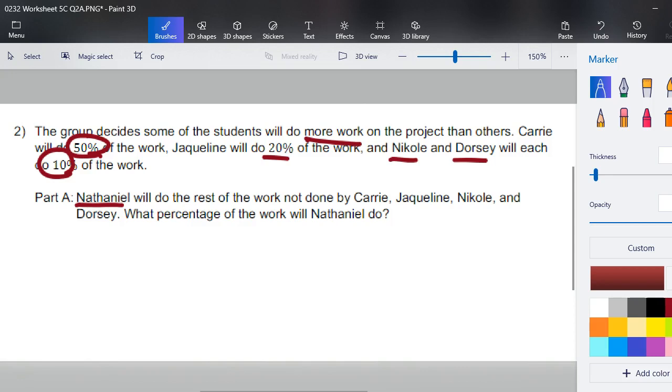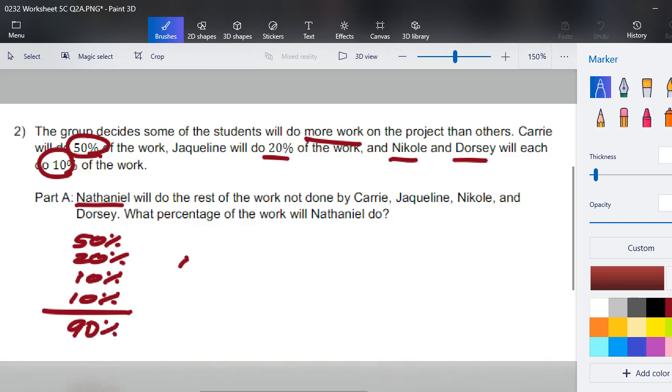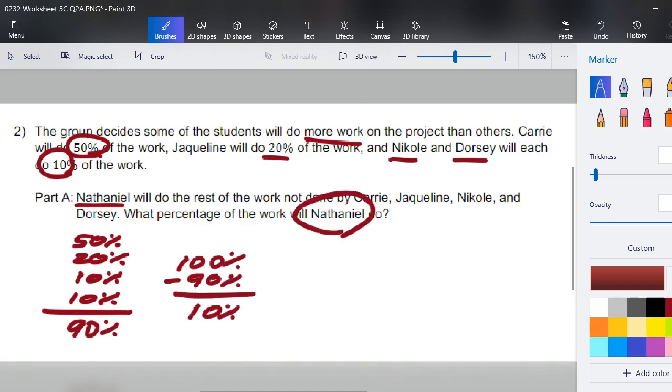Lots of different ways you can go at this, but a way is if Carrie's going to do 50%, Jacqueline 20, Nicole 10, and Dorsey 10. We've got 50, 60, 70, 80, 90% of the work will be done by these people. So 100% of the work still needs to be done. That means Nathaniel is going to do 10% of the work.